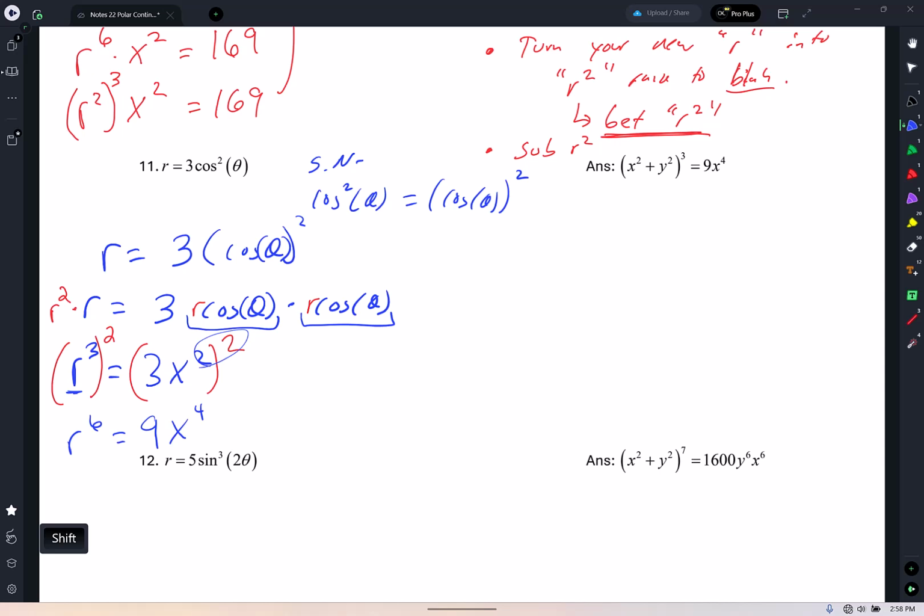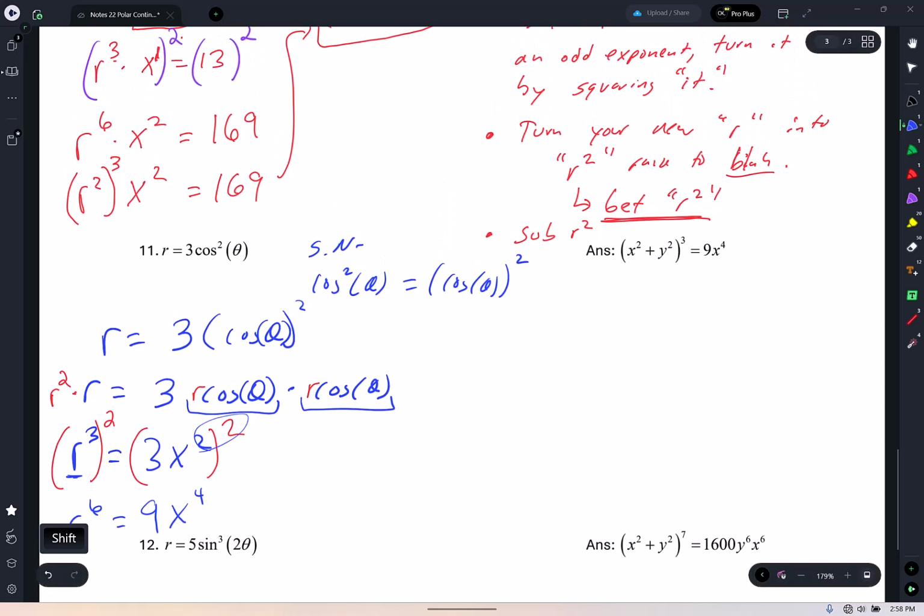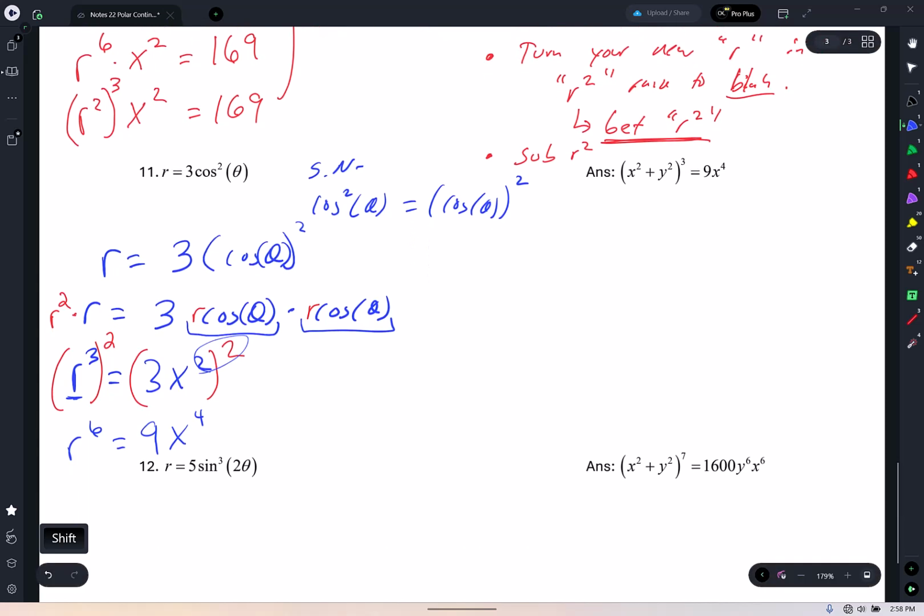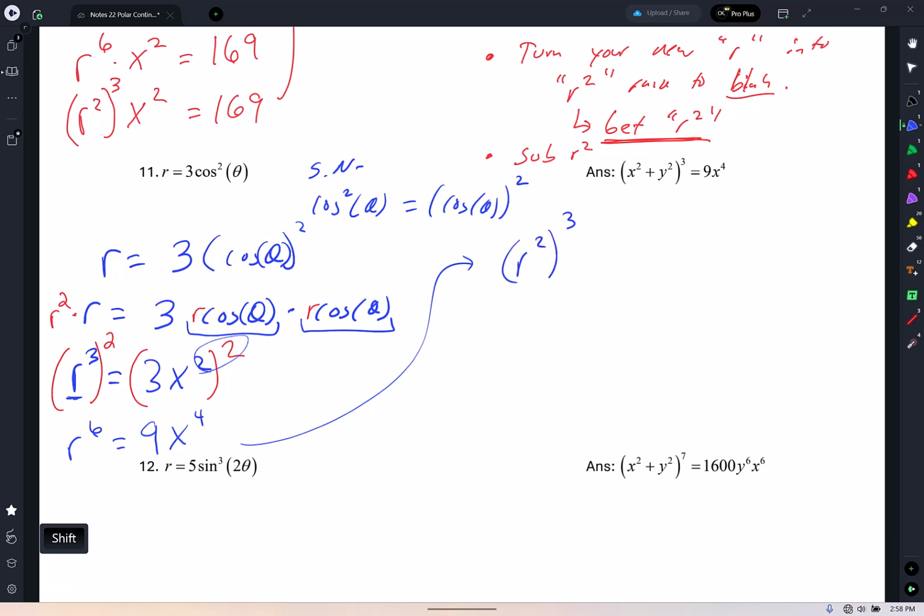All right. Now, what does the next bullet say? Turn your new r into r squared. r squared raised to the power 3, because it's still r to the 6. And that still equals... Okay, now what do I do with that r squared? Giant parenthesis, x squared plus y squared, close it to the power 3, equals 9x to the 4th.